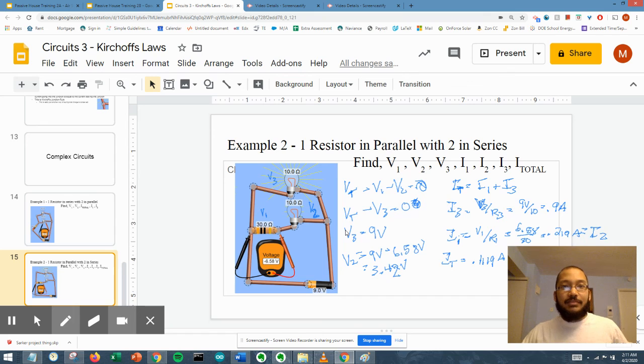And there we have it. That is applying the loop rule and the junction rule to solve for stuff on a simple circuit and for a complex circuit. This was a complex circuit. Hope that was helpful. Take care.